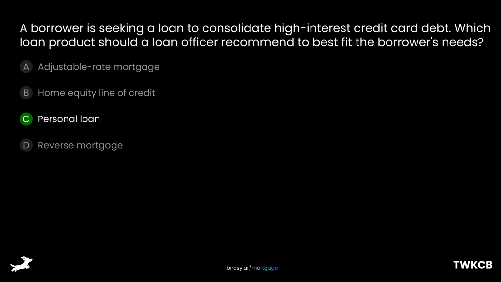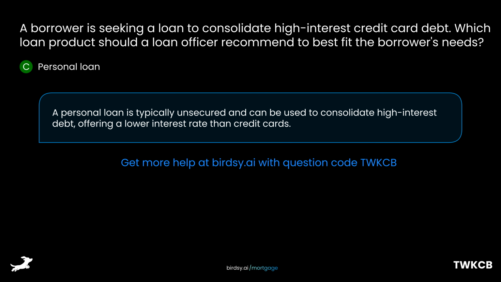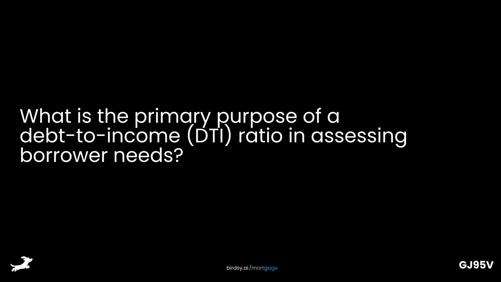The answer is C, personal loan. A personal loan is typically unsecured and can be used to consolidate high-interest debt, offering a lower interest rate than credit cards. What is the primary purpose of a debt-to-income ratio in assessing borrower needs?